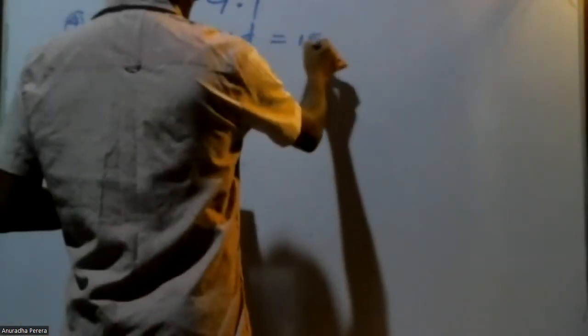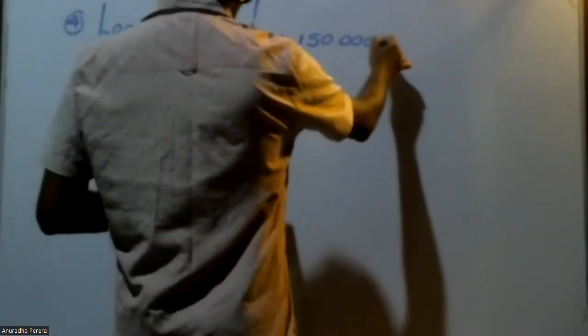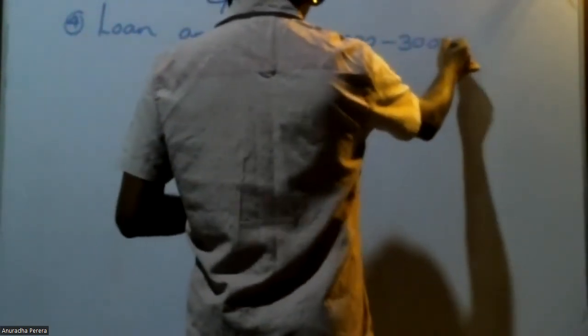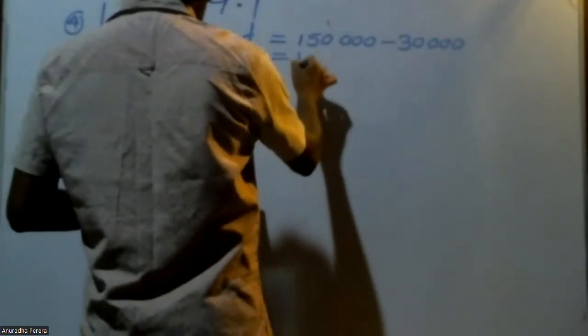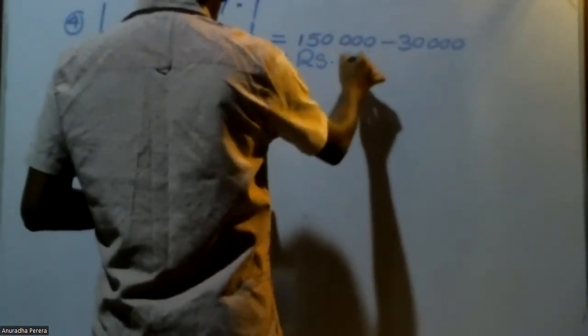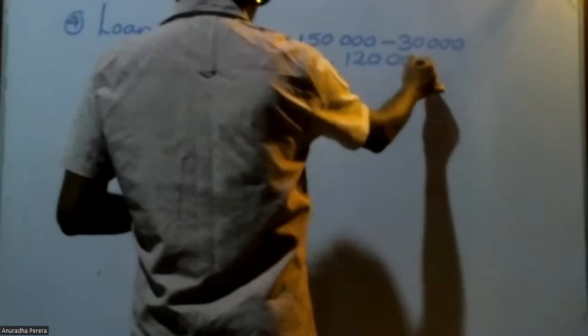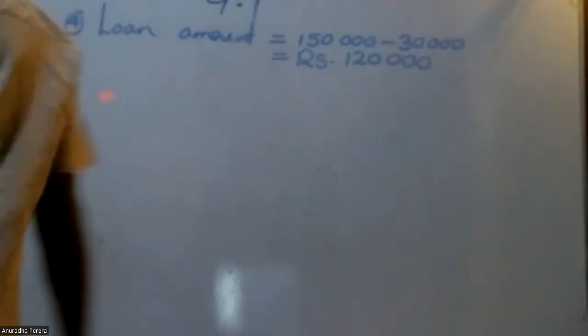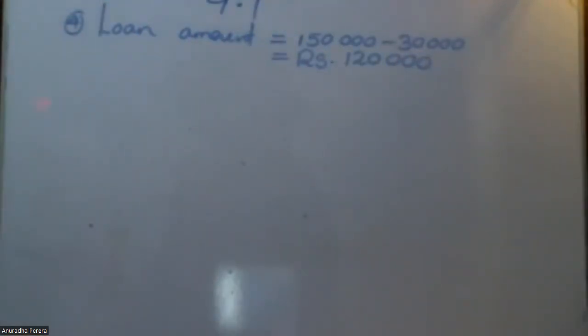Right. First determine the loan amount. Subtract 30,000 from 150,000. 120,000.